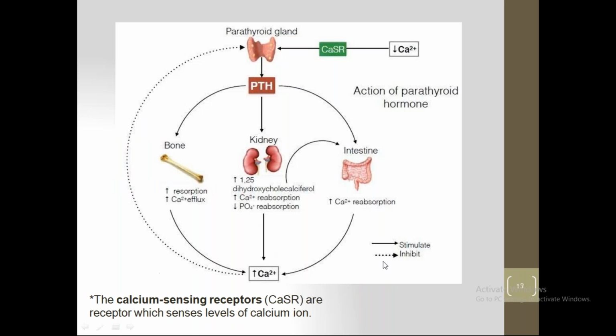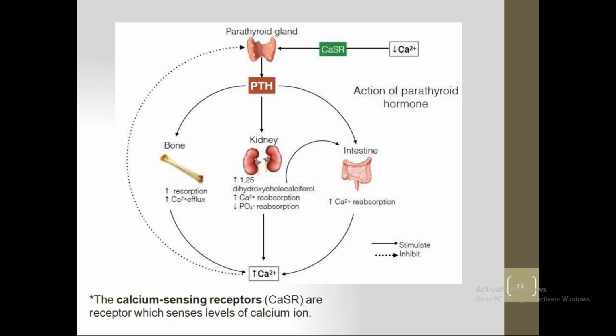Okay. This is once again a small review. Basically, there's a channel called CaSR, that is the calcium-sensing receptor. These are the receptors which act to either increase or decrease calcium depending upon the serum calcium levels. Suppose the calcium levels are low; this will cause an increase in the action of the receptors.